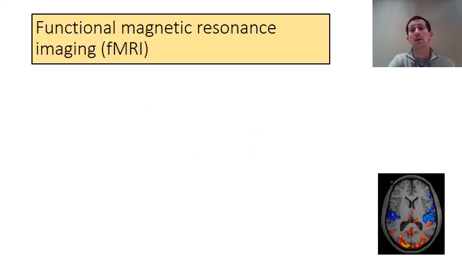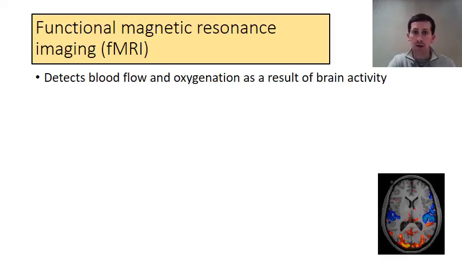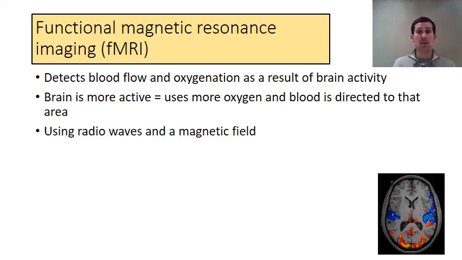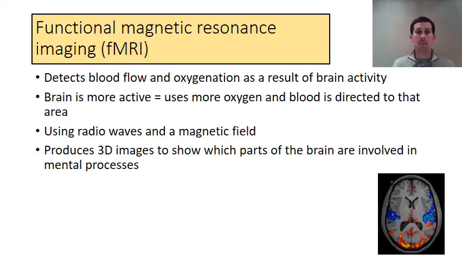So the first one we're looking at is the fMRI. A lot of you will just know these as MRI scans, and there's a picture at the bottom which shows you what these look like. MRI scans can detect the blood flow and oxygenation in the brain that occur as a result of brain activity. The more active the brain is, the more oxygen it uses, the more blood is directed to that particular area. It works by using radio waves and a magnetic field, hence the M in magnetic from MRI.